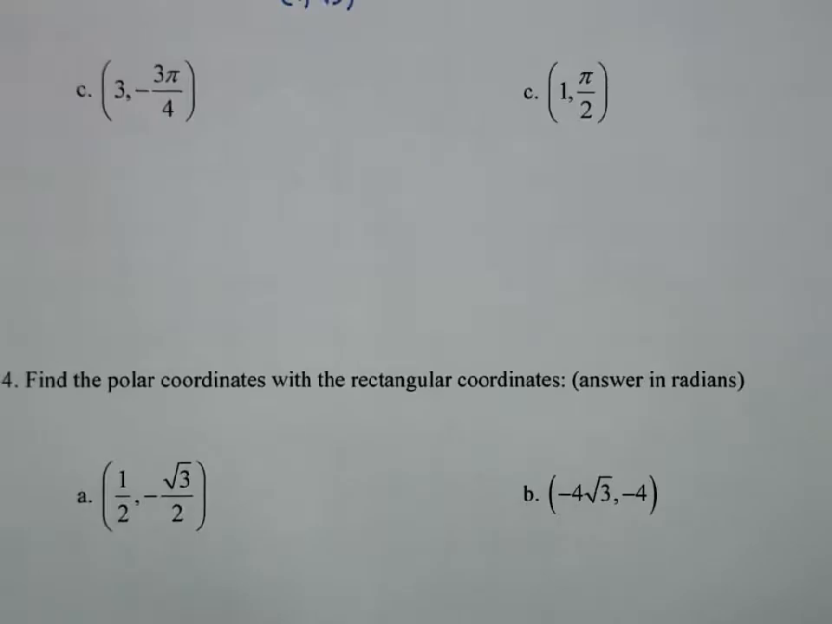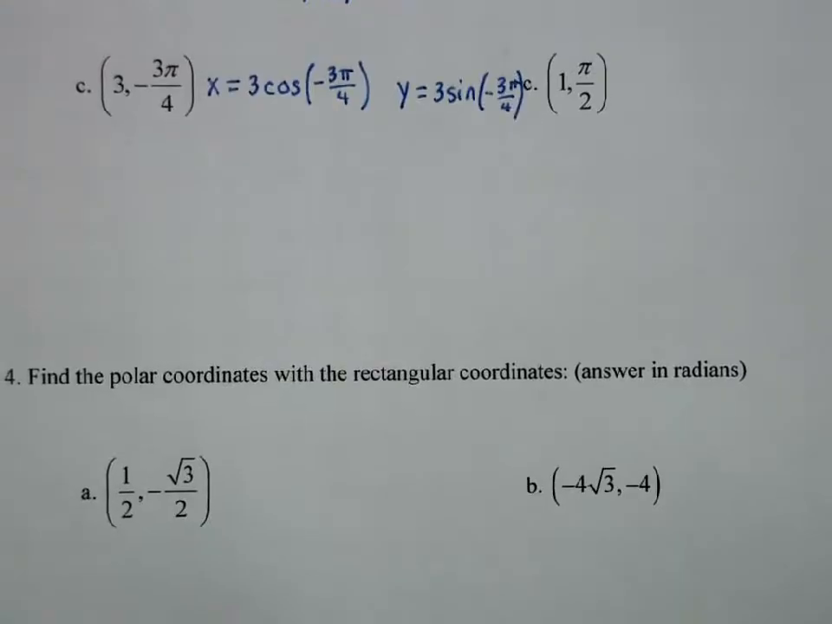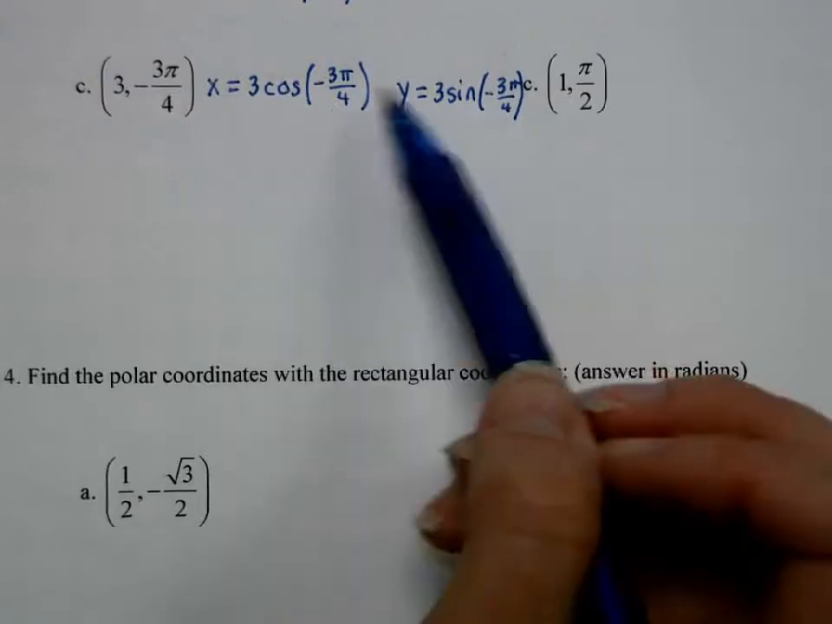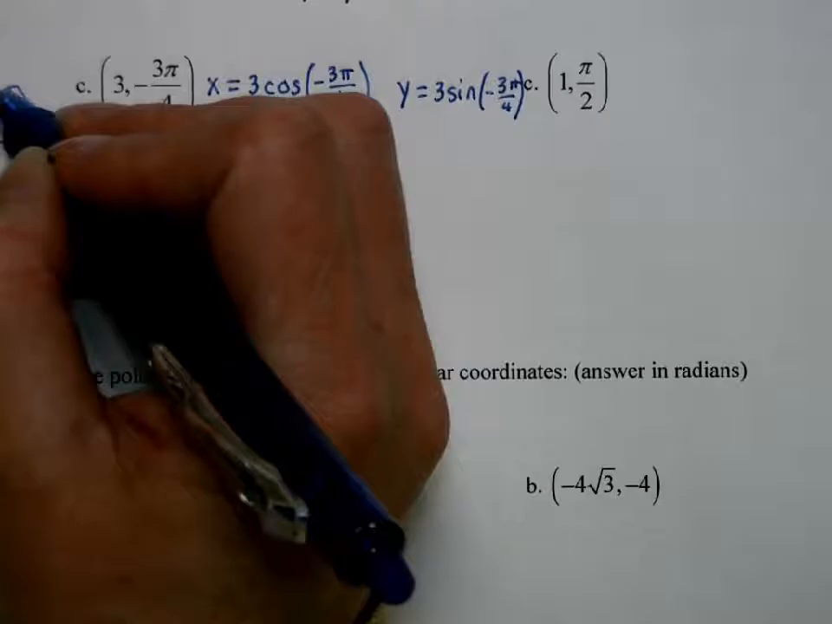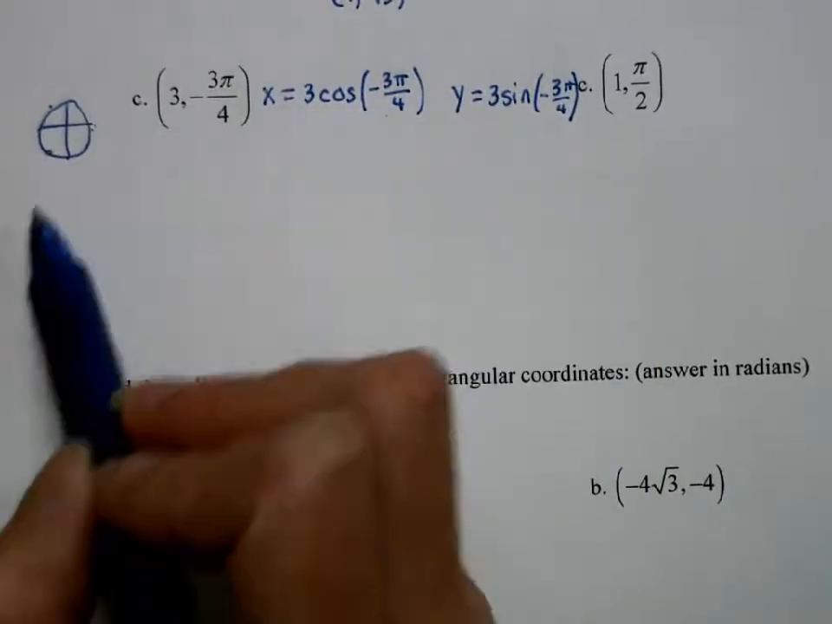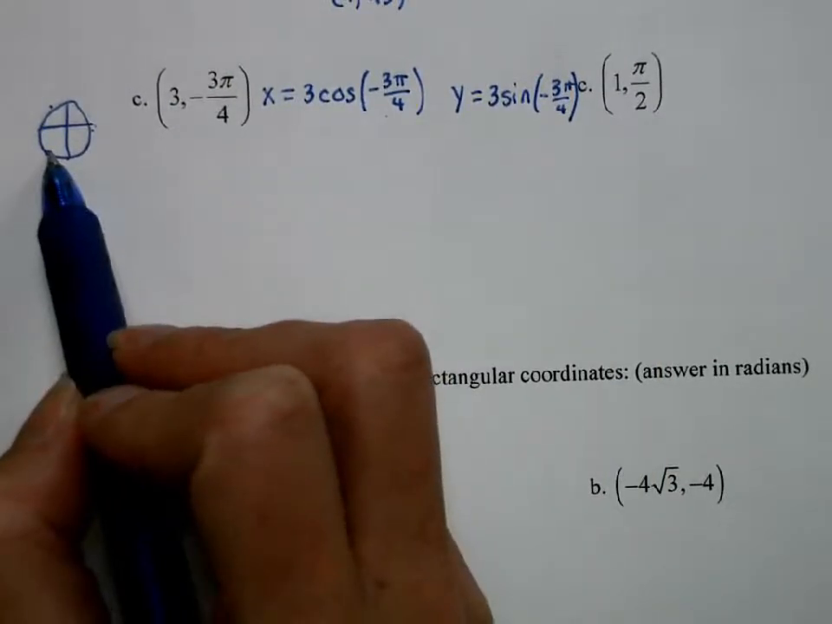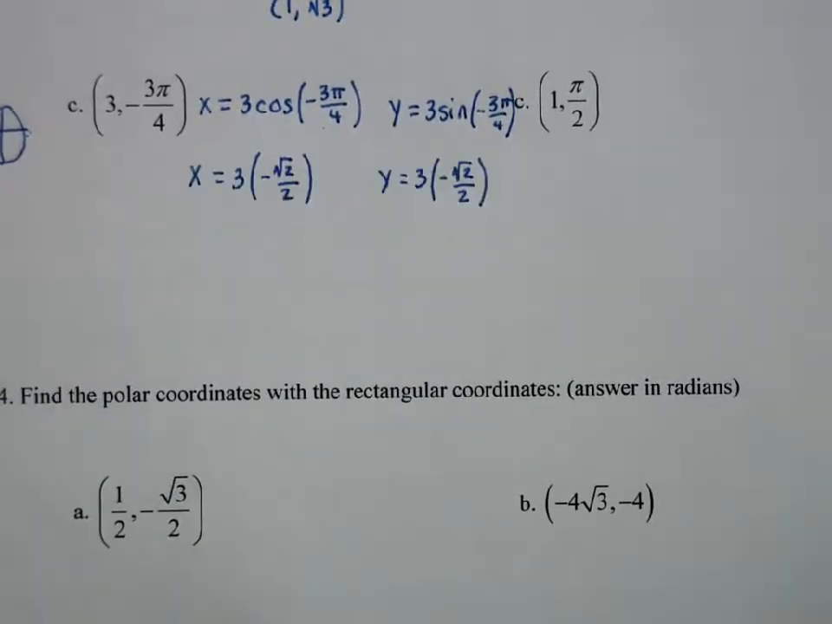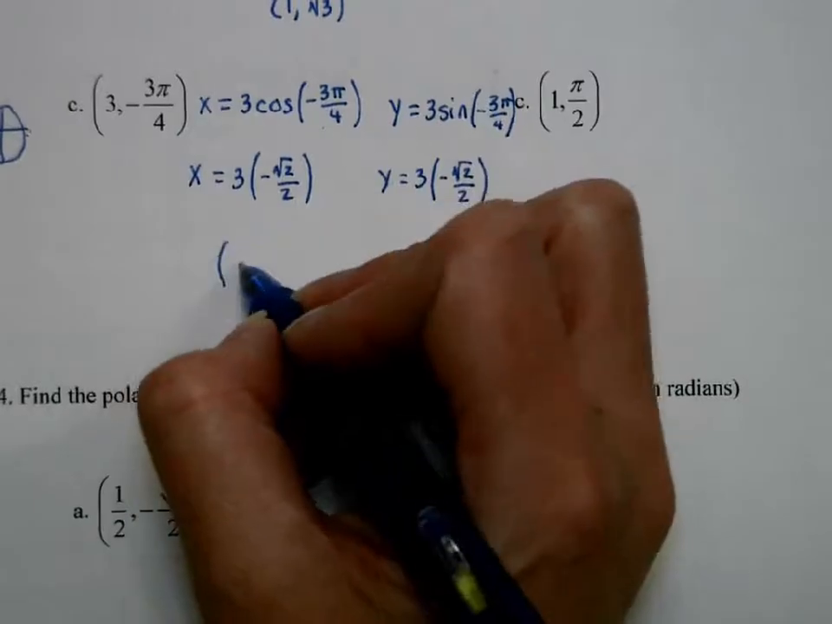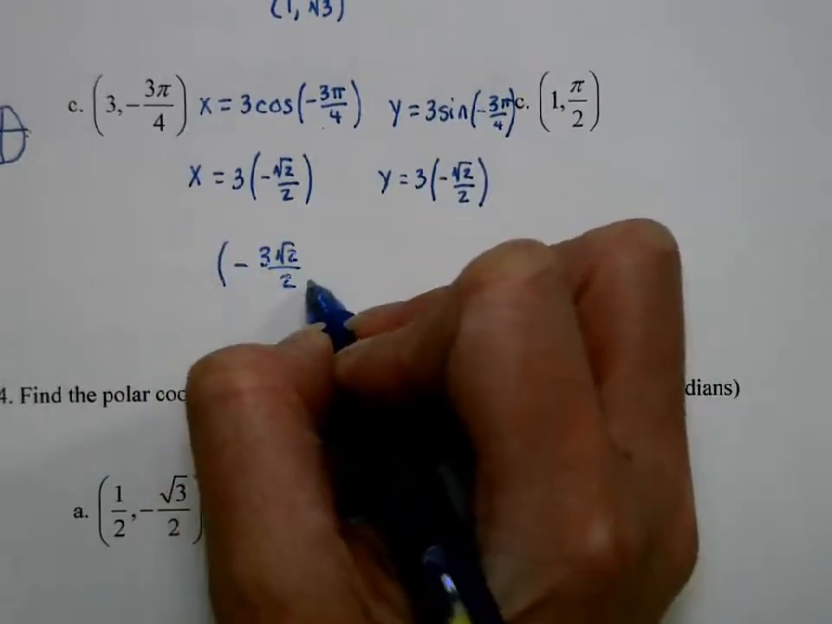Next, we'll do 3 and negative 3 pi over 4. Okay, so again, our cosine theta, our sine theta. Here, we're getting the sine and cosine values from negative 3 pi over 4. So rather than going here to 3 pi over 4, we're going here to negative 3 pi over 4. So it's the equivalent coordinates as 5 pi over 4. So both of those, x and y, are negative root 2 over 2. So my final coordinate will multiply to get negative 3 root 2 over 2 and negative 3 root 2 over 2.